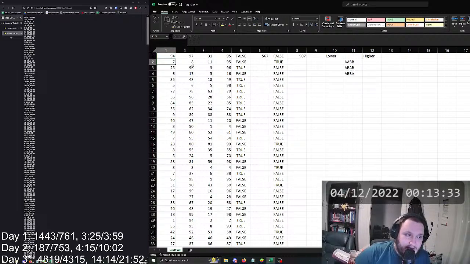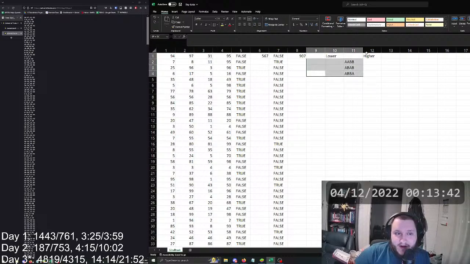This is smaller than both larges. This is larger than one of the largest, which means there's no overlap. So that it writes true. Count the number of falses, and then you're done. That's the whole thing.